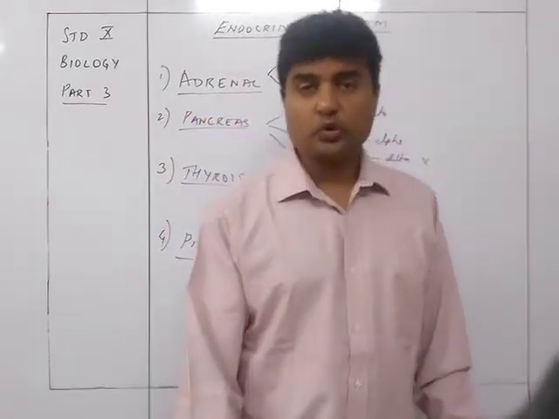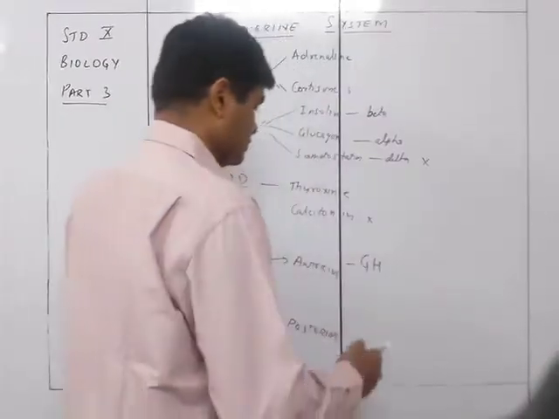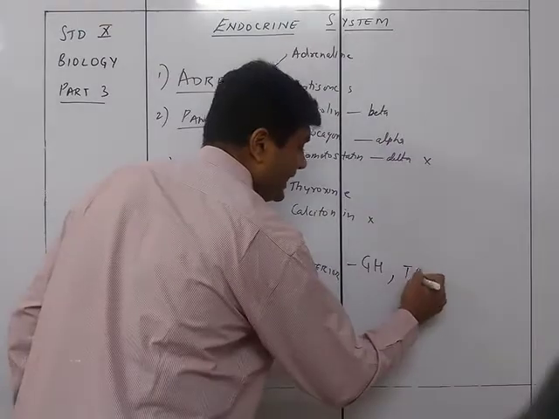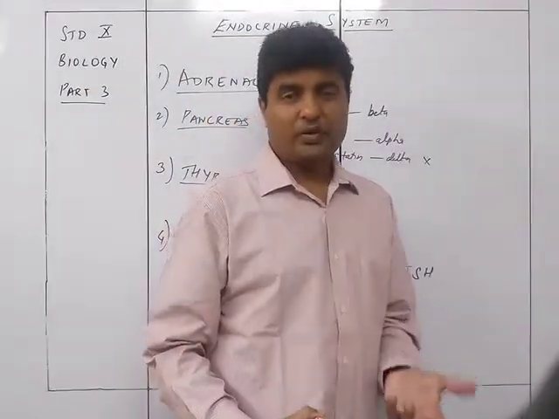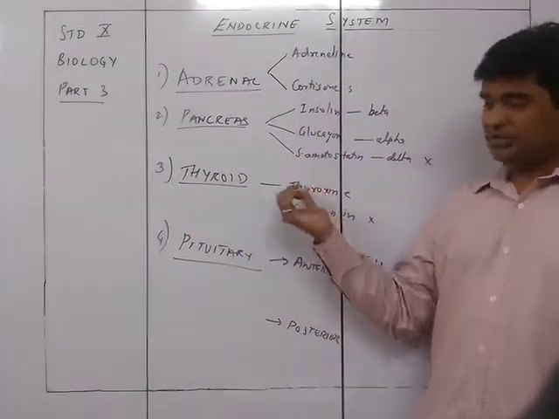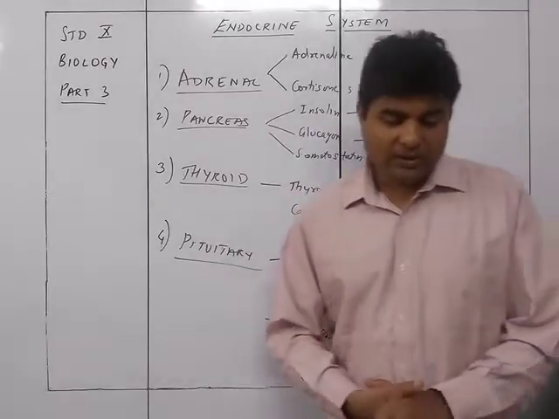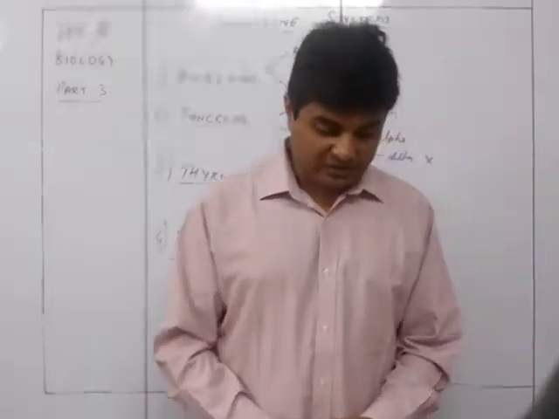So first thing was growth hormone. The second is thyroid stimulating hormone. So next one is TSH, that is thyroid stimulating hormone. It will, of course, what it will do, stimulate the thyroid gland to give out the thyroxine. So thyroid stimulating hormone activates the thyroid to secrete thyroxine.